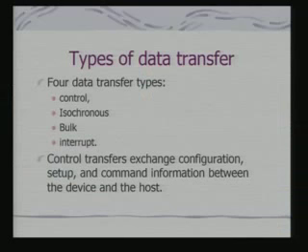So what are the different kinds of data transfer which can take place on the USB bus? There are 4 types of transfer: control, isochronous, bulk, interrupt. These are the different types which are formally identified. Control obviously is that transfer modality by which the configuration information, setup and command information is exchanged between the host and the device.